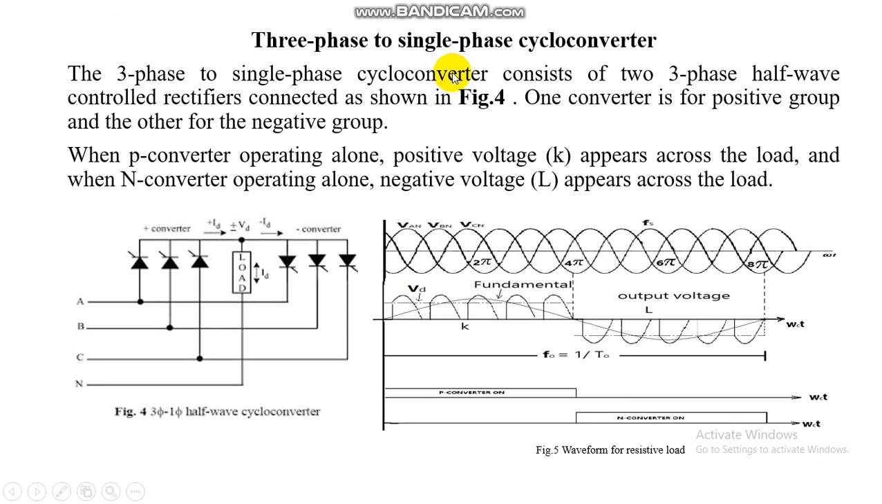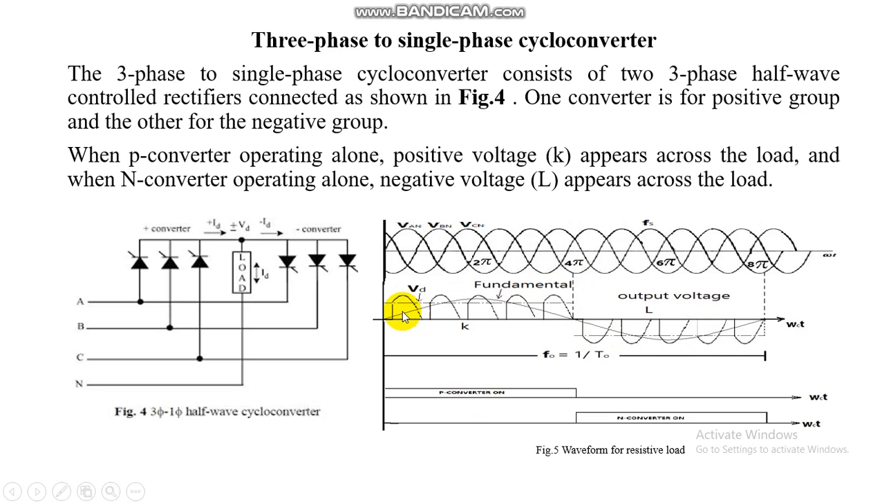And coming to 3-phase to single phase conversion, there in 3-phase to single phase conversion, the cycloconverter consists of 2 3-phase half wave control rectifiers as shown in the figure. One converter is for positive group and the other converter is for the negative group. When P converter operating alone, positive voltage appears across the load, and when N converter operating alone, negative voltage appears across the load.